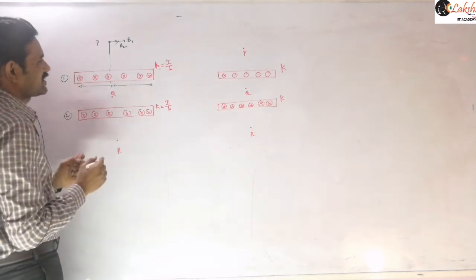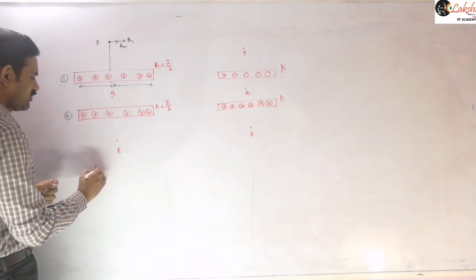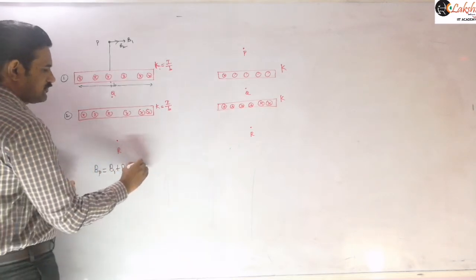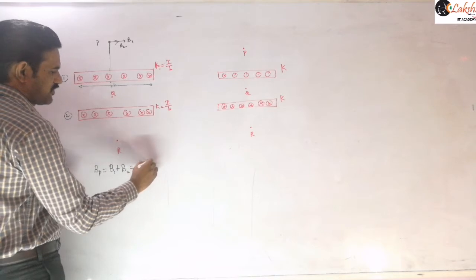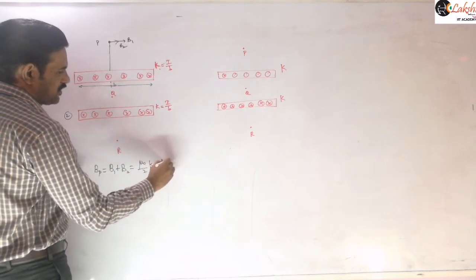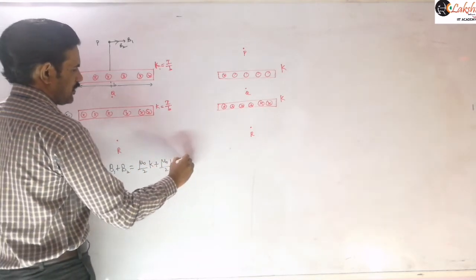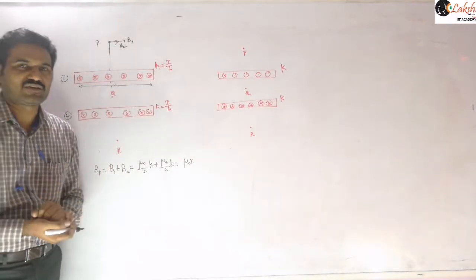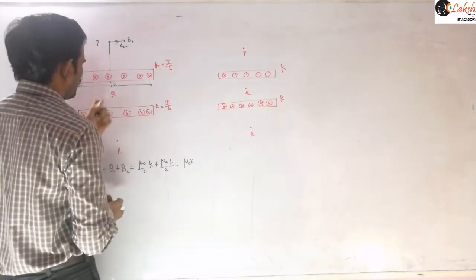Both are in the same direction, so the magnetic field at that point, you can write as B1 plus B2, which is mu naught by 2 into K plus mu naught by 2 into K. So it will be mu naught into K. That will be the magnetic field. So a uniform magnetic field will be there outside the planes.